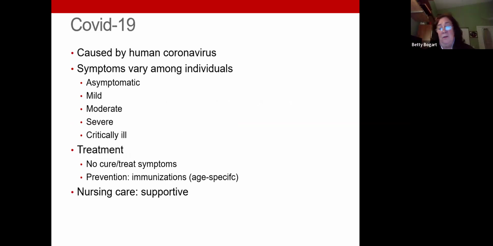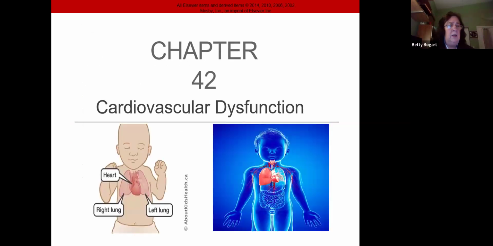COVID is another one of those respiratory illnesses. We know there's immunizations out now. I mean, that's very aware and open today.